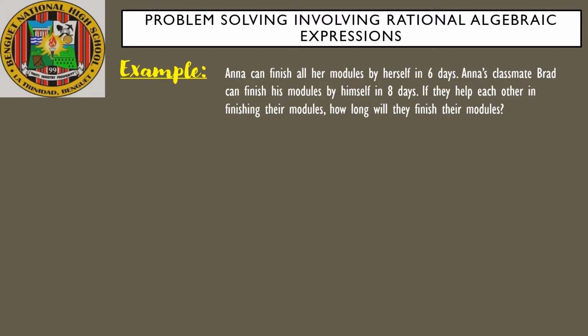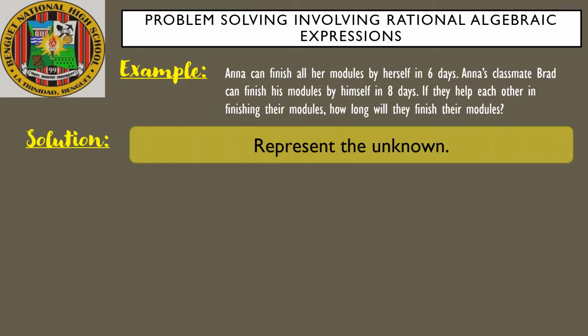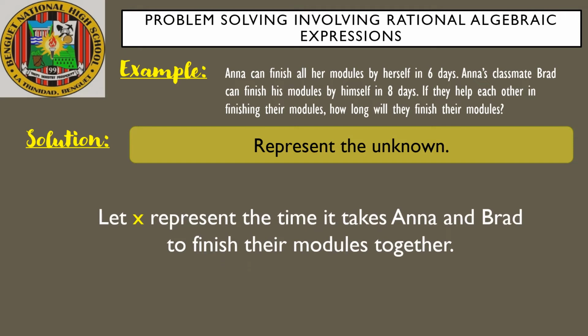Our first step is to represent the unknown quantities in our problem. The first and important unknown quantity that we should represent is the quantity that we are supposed to solve for, which is the time that it takes Anna and Brad to finish their modules together. That time is represented with the variable x.